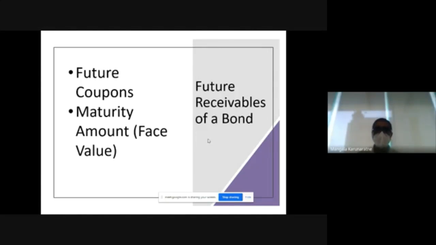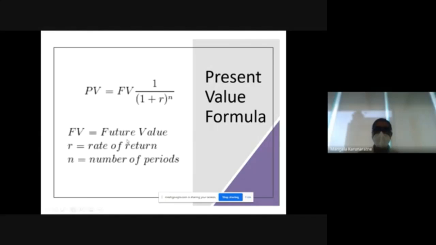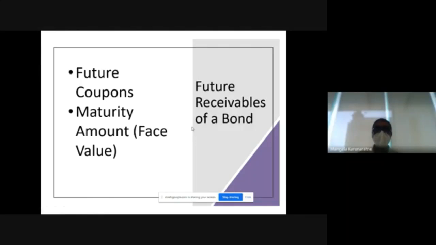Now I actually went through these things yesterday. Now in the case of a bond, future value is the value of cash flows you get in future. So here you get future cash flows. The future cash flows are future coupons plus the maturity amount. Now the maturity amount is the face value of a bond. Now a bond has a face value at the time of issue, that is the maturity amount, right?